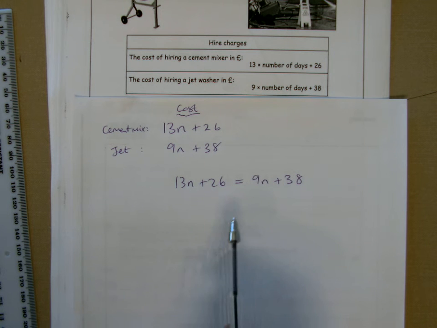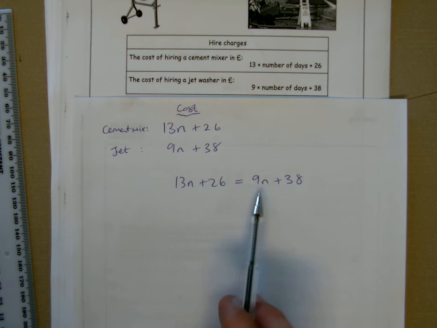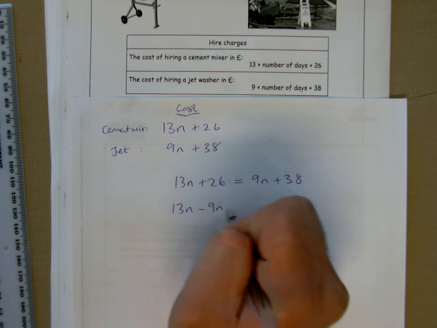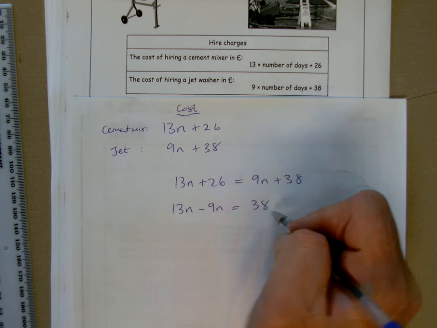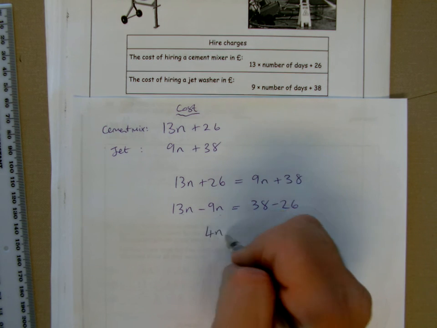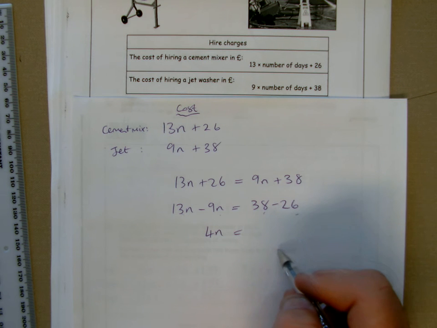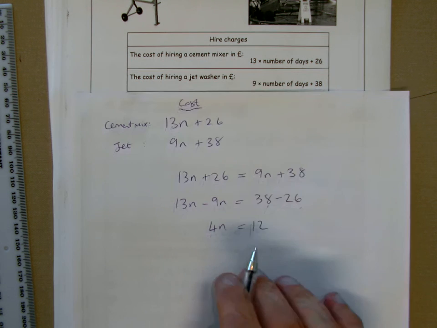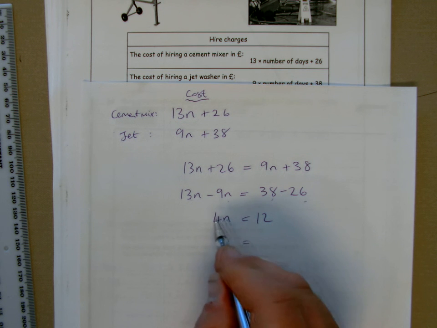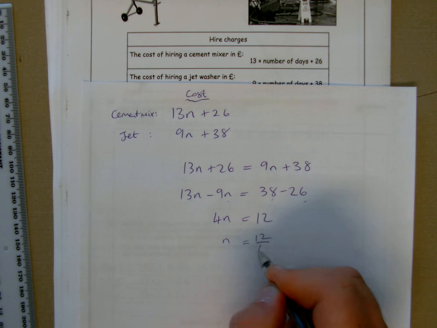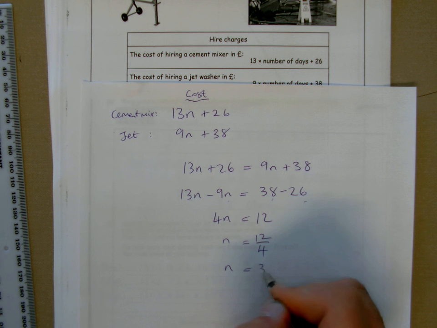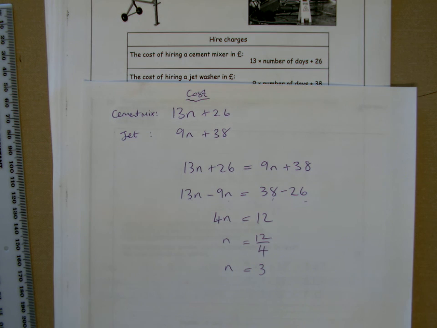Going back to equation work then, we get the letters on one side, the numbers on the other. So we could take the 9n over, becomes minus 9n. Take the 26 over, becomes minus 26. 13n take away 9n is 4n. And 38 take away 26 is 12. And then the last step, 4 times n, we take the 4 over, and we divide by 4, do the opposite of times, and we get, of course, 3, which is the answer we got through trial and improvement.